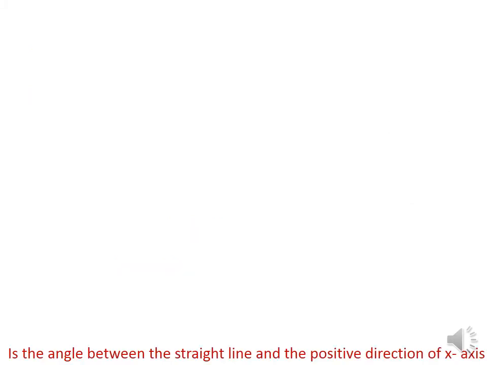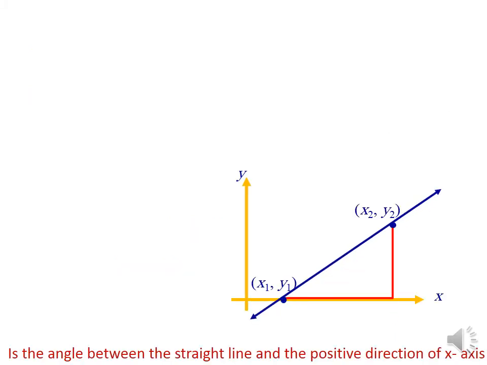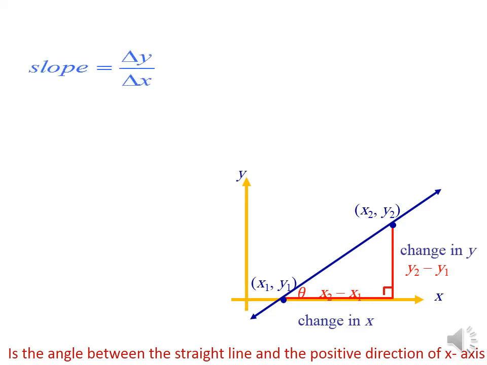As I said before, the slope equals the change in y over the change in x. If we have 2 points, the slope will be the change in y, which means y2 minus y1, and the change in x would be x2 minus x1, right? What if we consider the angle between the straight line and the x-axis, theta? So y2 minus y1 will be the opposite side to the angle theta, right? And also x2 minus x1 would be the adjacent side for angle theta.